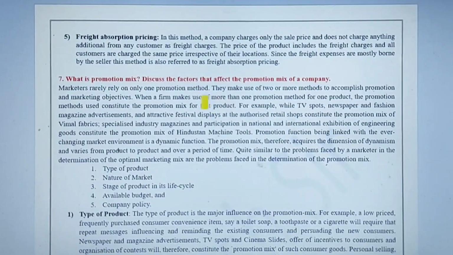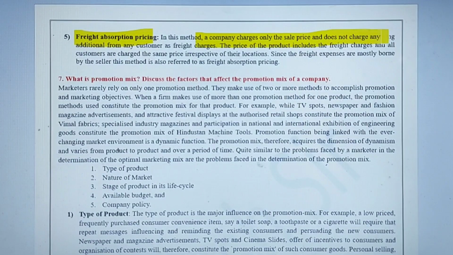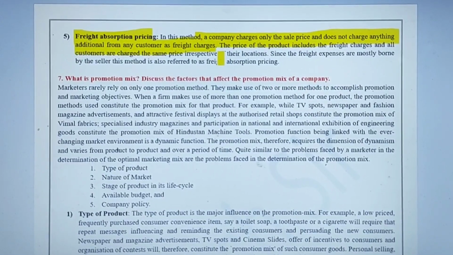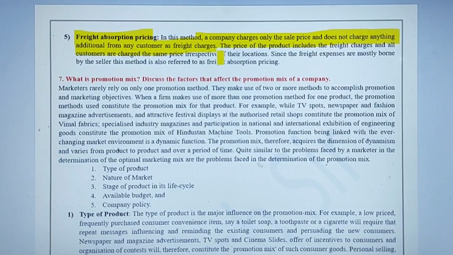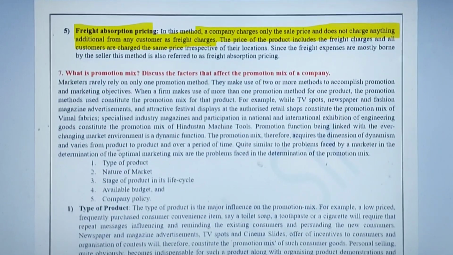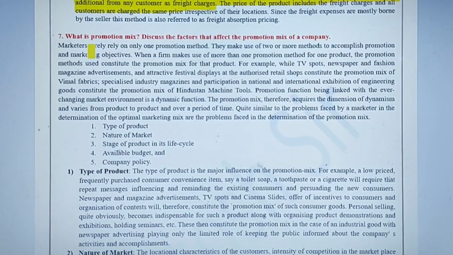Last one is freight absorption pricing. Now in this method, a company charges only the sale price and does not charge anything additional to the customer as freight charges. So whatever cost the company is incurring will be included in the selling price. Okay, so fine. I hope you have understood this. Very simple. Then we have question number 7.